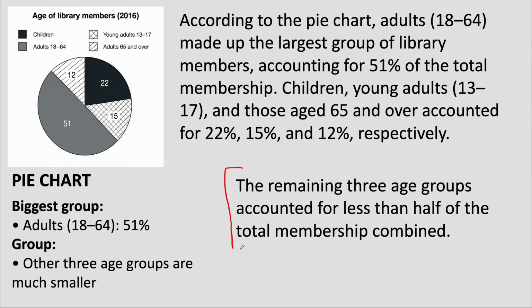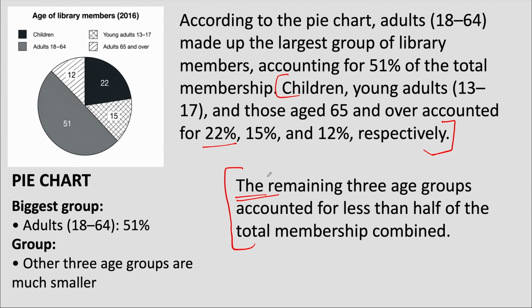This is another way we can write about the other 3 categories. You don't always have to include every single figure. Since we have 2 more charts to describe, it's also fine to mention the main feature and then summarize the remaining data. So instead of giving the 3 individual percentages, we can simply say that the remaining 3 age groups accounted for less than half of the total membership combined.